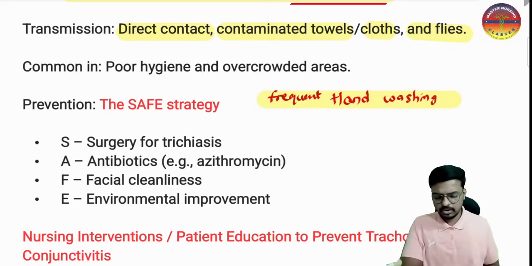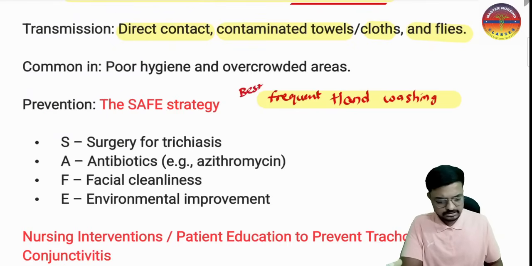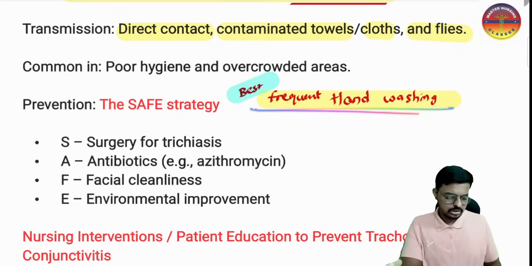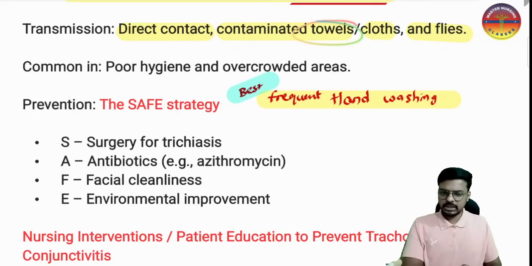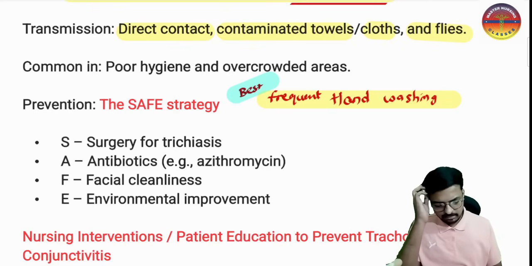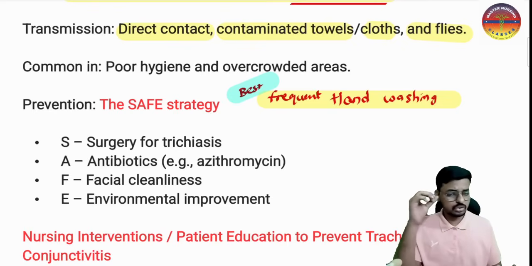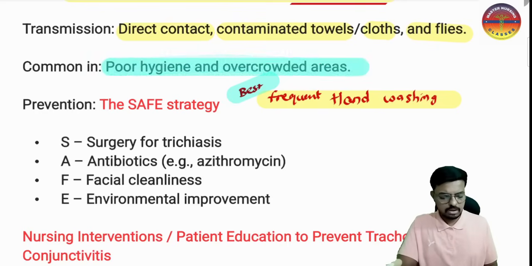This is very important, and this is the single best intervention. So you tell me one of the very best interventions to control the spread of trachoma. The very best intervention we have is frequent hand washing, every time. Along with that, don't share contaminated towels and cloths. Every time you clean the eyes, use sterile cotton or a fresh tissue paper. Don't repeatedly use the same cotton or tissue paper. This is very important, and this is common in poorly hygienic and overcrowded areas.